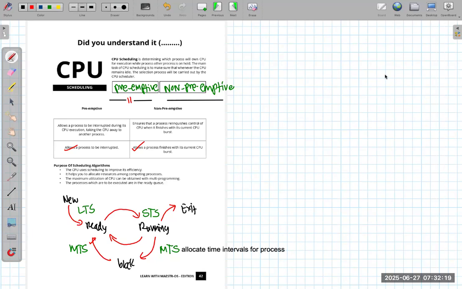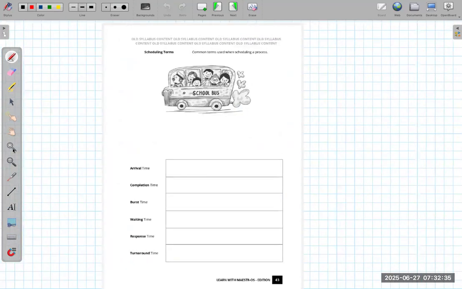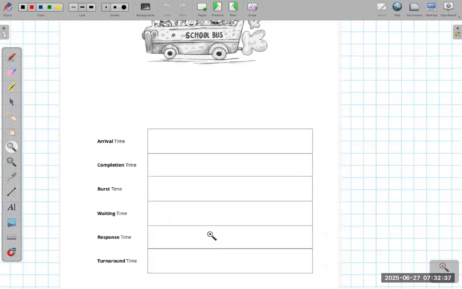Short and simple. So we'll go through the techniques one by one in detail. Let's get started into the deeper concepts. For scheduling algorithms, there are a couple of common terms.